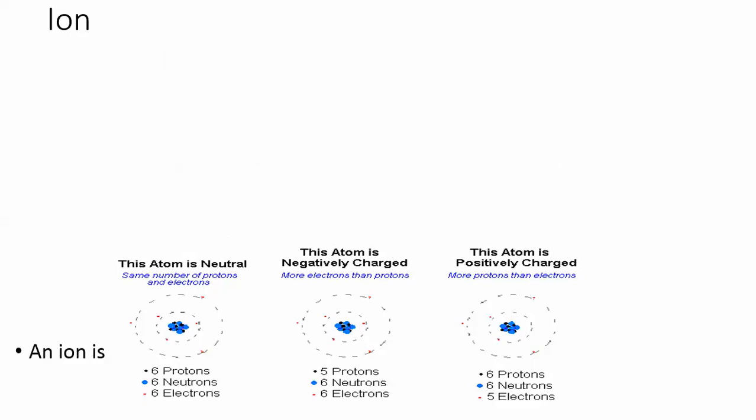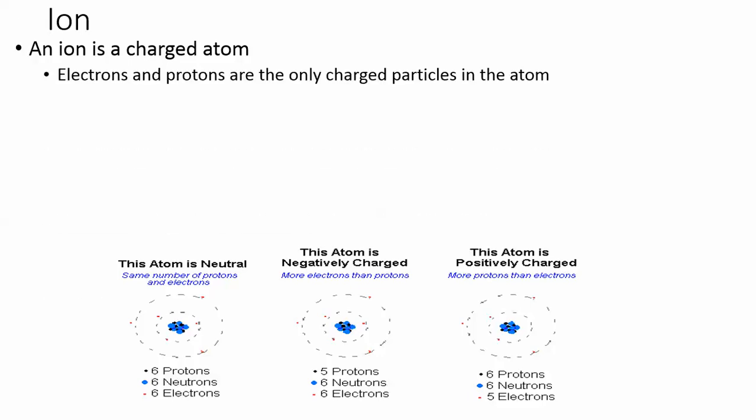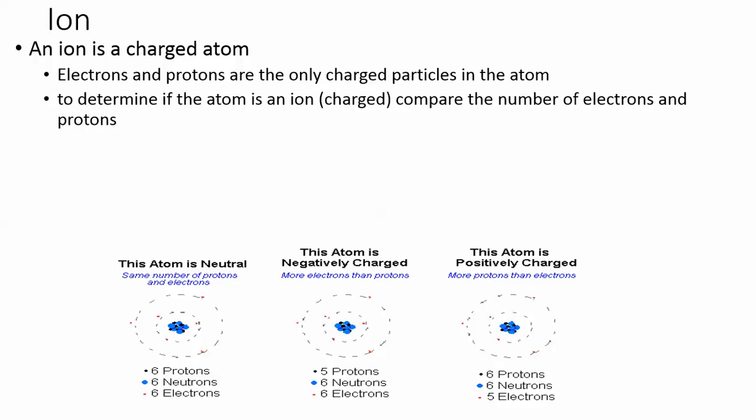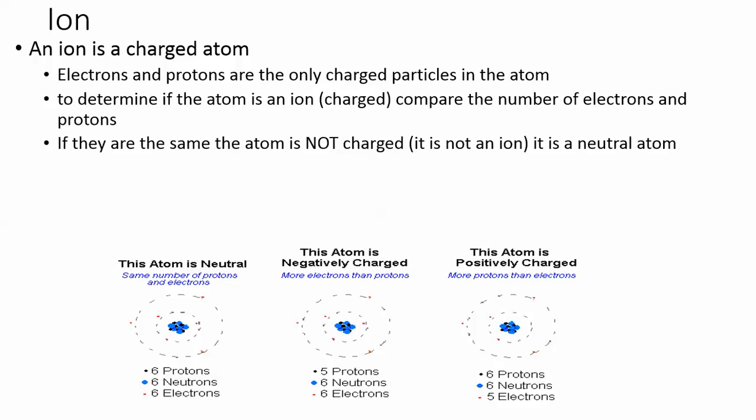All right, so let's take a look at an ion. An ion is a charged atom. Electrons and protons are the only charged particles in the atom. So to determine if an atom is an ion, we're going to compare the number of electrons and protons. If they're the same, then the atom is not charged. If we have the same number of protons as electrons, then the atom is not an ion. It's a neutral atom. Neutral. No charge.